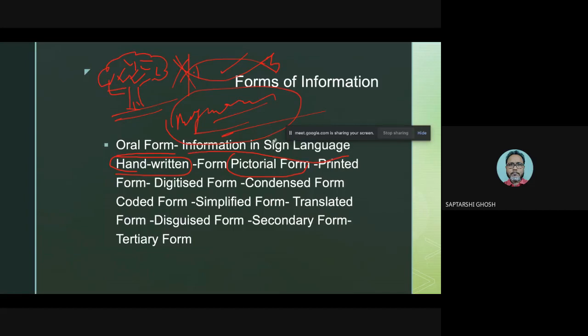Oral form, you know. Sign language. Now you see, whenever you are showing this, what does it mean? This is victory. Okay, now printed form. So this particular slide is the result of printed form. This particular slide is the result of digitized form. And then the condensed form. Condensed form is where the data is very much integrated. So you got GIF file, ZIP file. A condensed form.